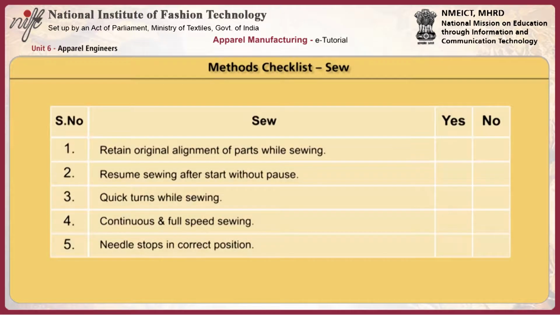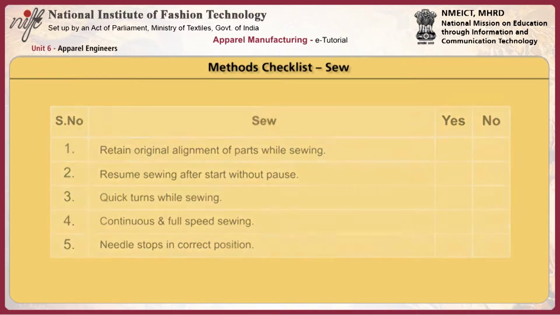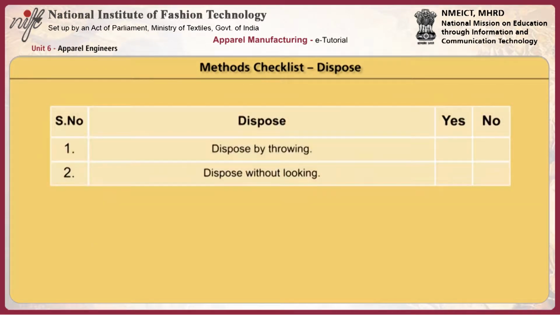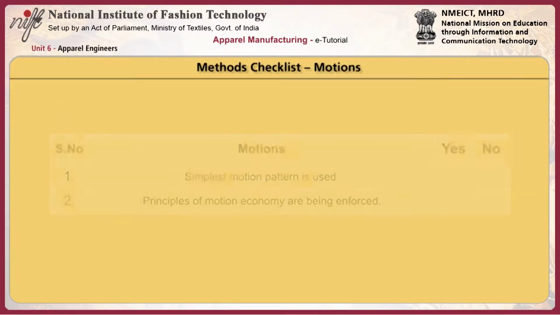This checklist can be used during sewing. Retain original alignment of parts while sewing. Resume sewing after start without pause. Quick turns when sewing. Continuous or full speed sewing. Needle stops in correct position. This checklist can be used during disposal. Dispose by throwing, and dispose without looking.